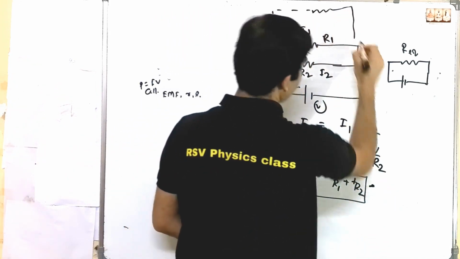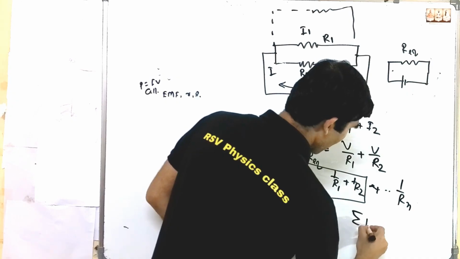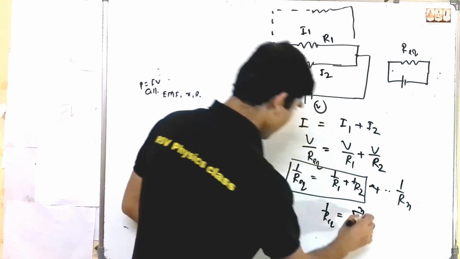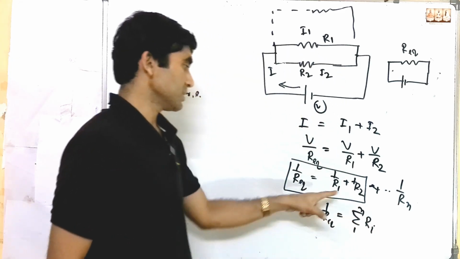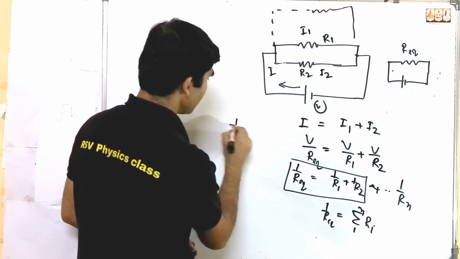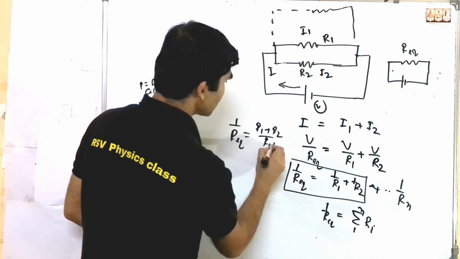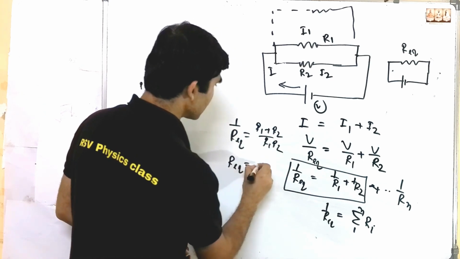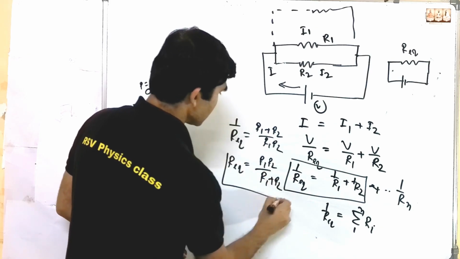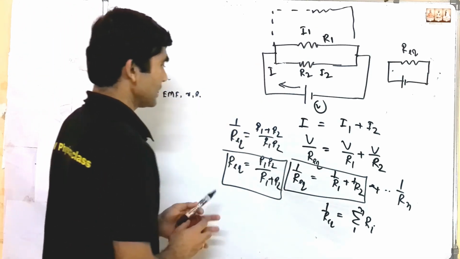For n resistances in parallel, you can write the summation of 1 upon Ri, so 1 upon R equivalent equals the summation of 1 upon Ri. For two resistances, 1 upon R equivalent equals (R1 plus R2) over R1 R2. So R equivalent equals R1 R2 over (R1 plus R2). This is the equivalent resistance in parallel combination. So these are the series and parallel combinations.